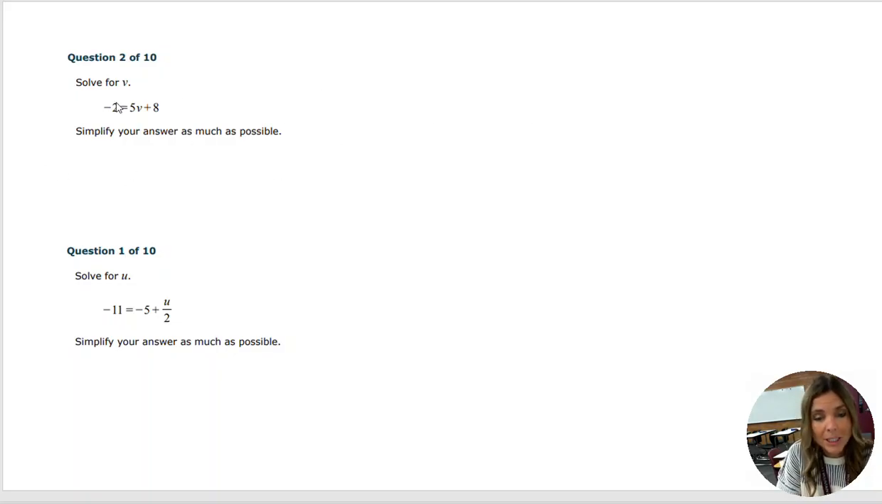Okay, first thing we need to talk about is when you solve an equation, your whole goal is to figure out what value you can plug in for the variable that will make the equation true. That's what we're doing when we're solving an equation. We want to know what we can plug in for v to make -2 equals 5 times v plus 8 a true statement.